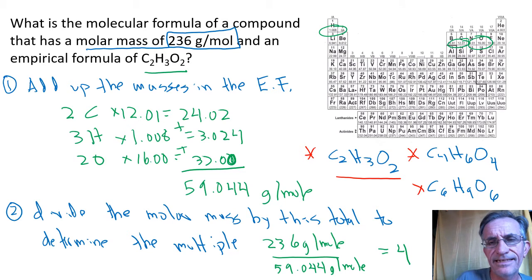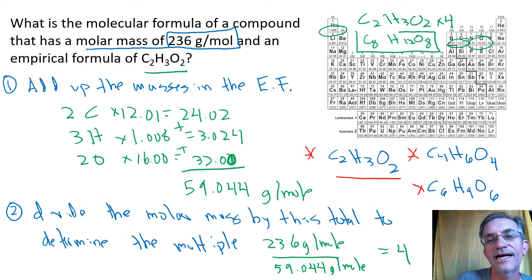So it's not going to be C2H3O2. We're going to multiply all those subscripts by 4. It'll be C8H12O8. It's 4 times as big. And if you were to add up those numbers, it would add up to 236, because that's what the real weights are supposed to add up to.